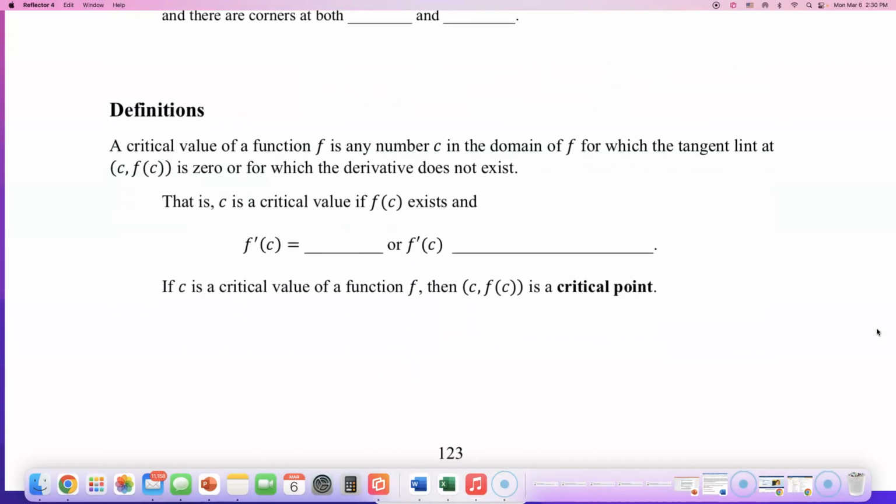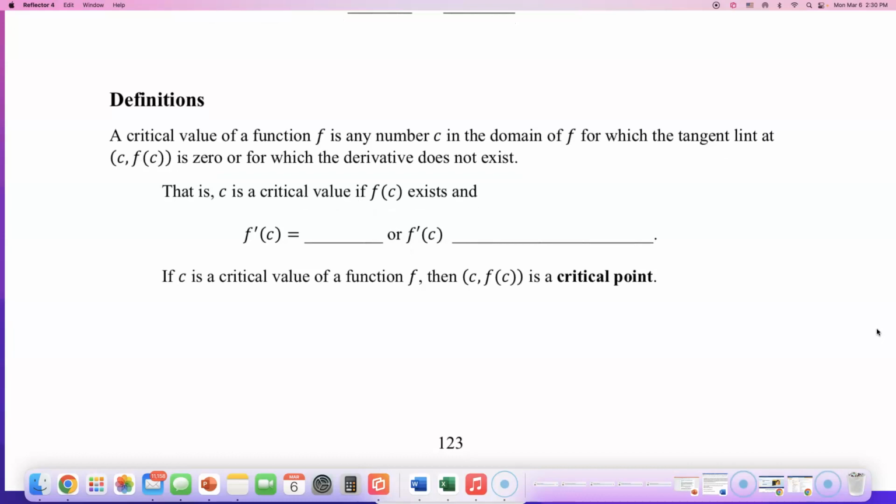So, definition. A critical value of a function f is any number c in the domain of f for which the tangent line at c, f of c, is 0, or for which the derivative does not exist, okay? That is, c is a critical value if f of c exists and the derivative at c is 0 or is undefined.